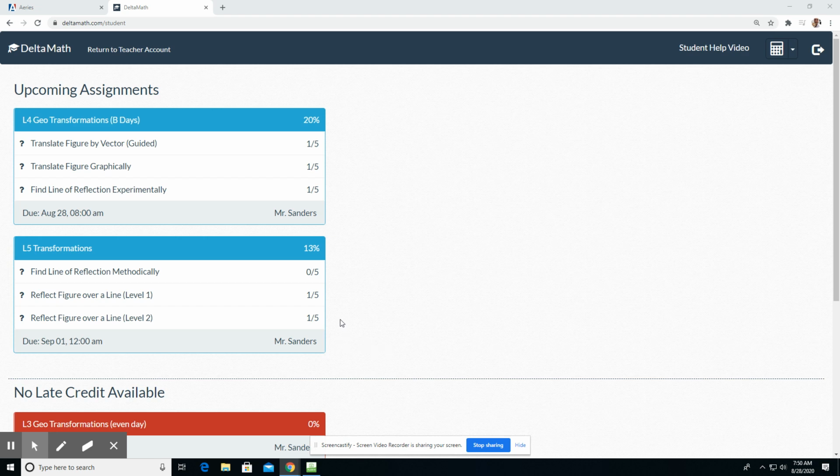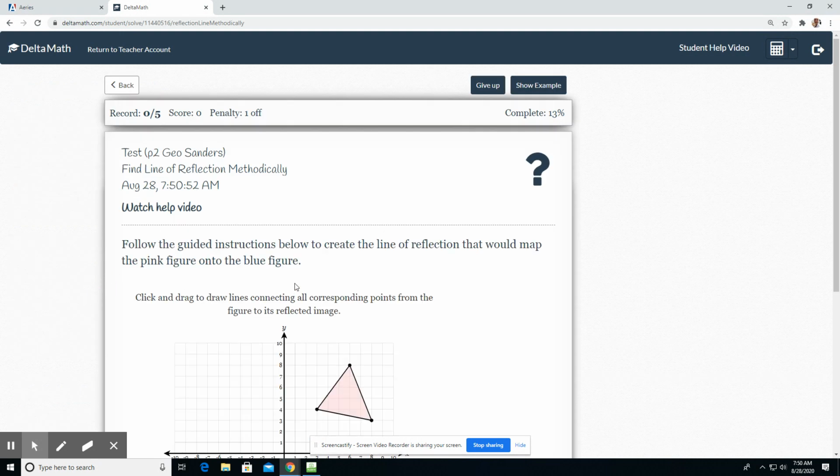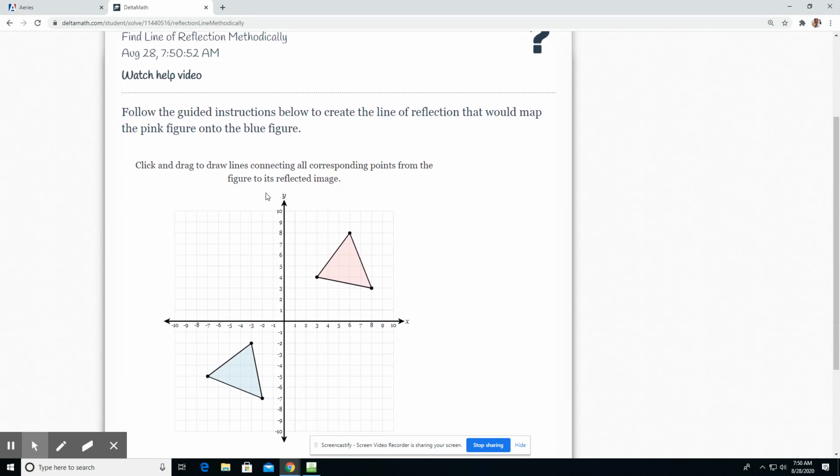Here we are going through Delta Math problems that need to be done on the computer. First, we're going to find the line of reflection methodically. So follow the guided instructions below to create the line of reflection that would map the pink figure onto the blue figure. Pink would be the pre-image and the blue would be the image. The pink is the original and the blue would be the reflection.